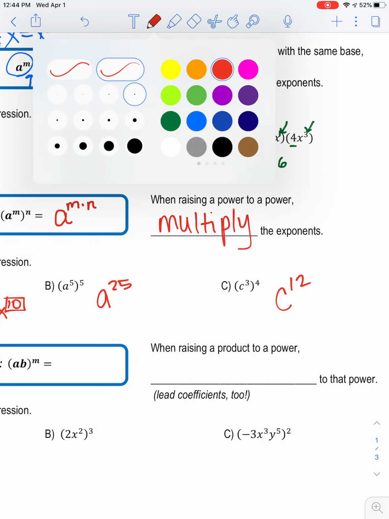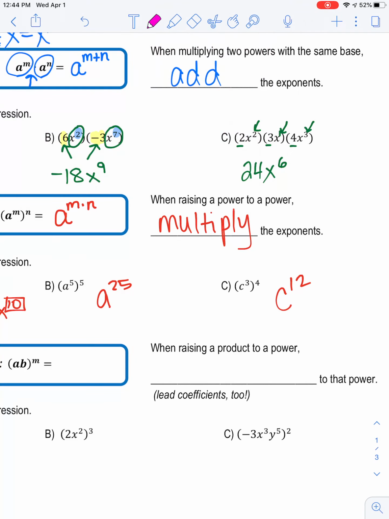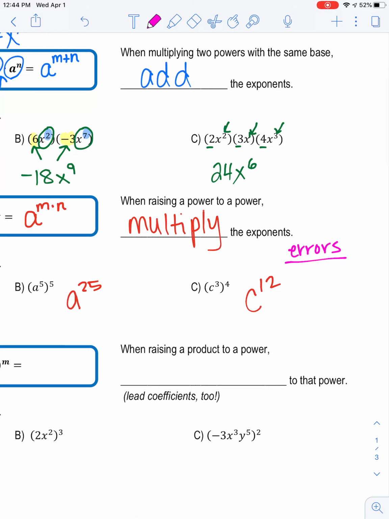Before we move on, I'm going to talk about some common errors. One error students might make on part C here is they get an answer of c to the 7th. Can you pause the video for a minute and think about what that student did wrong if this was their answer?